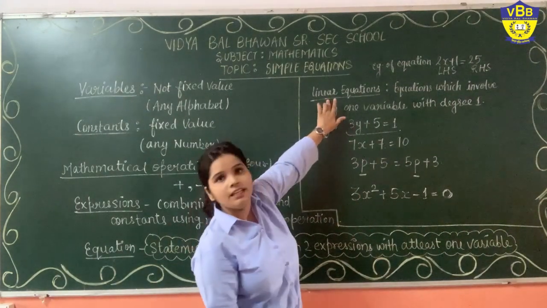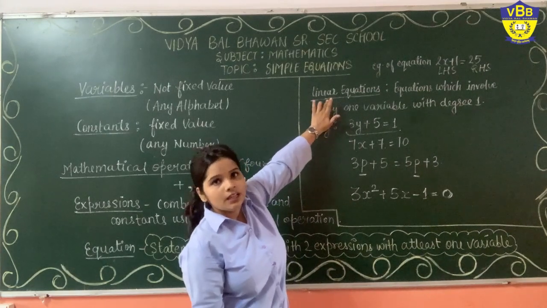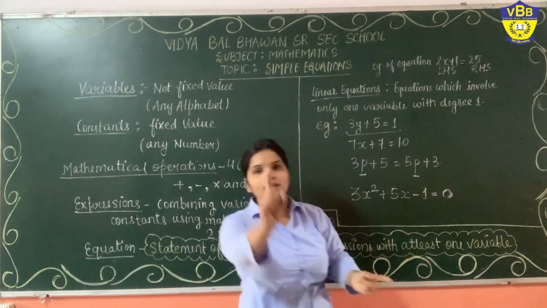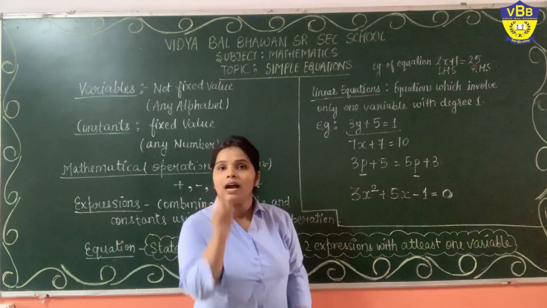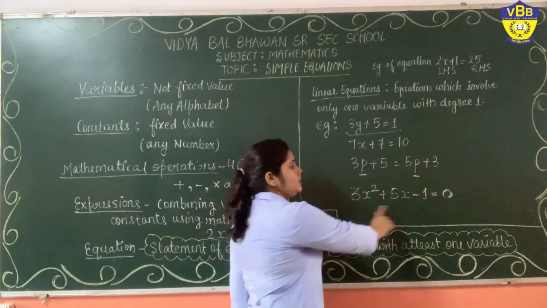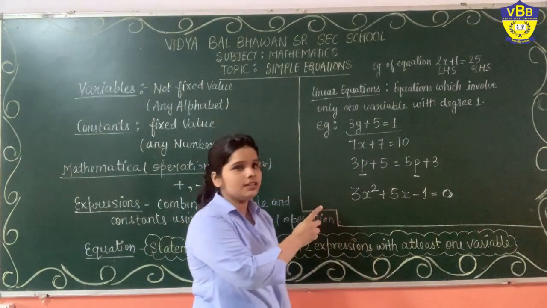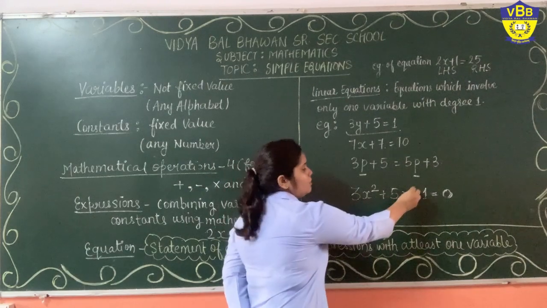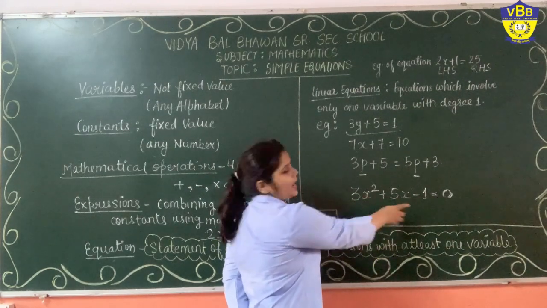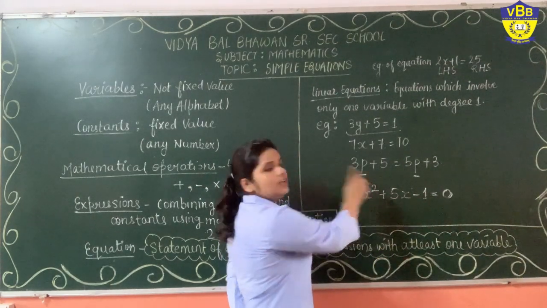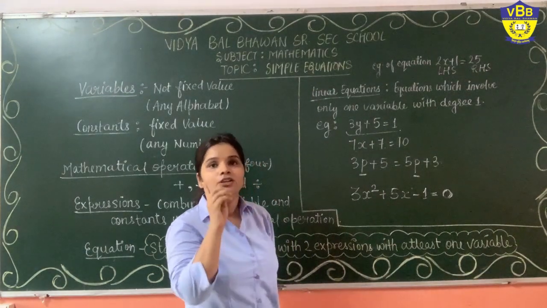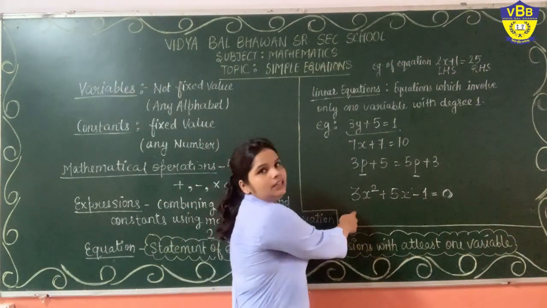But is this a linear equation? Linear equation means degree 1. Degree means highest power. You can see in this equation, x has power 1 here and power 2 here. The highest power of this equation is 2. That means degree is 2. So this is not a linear equation.